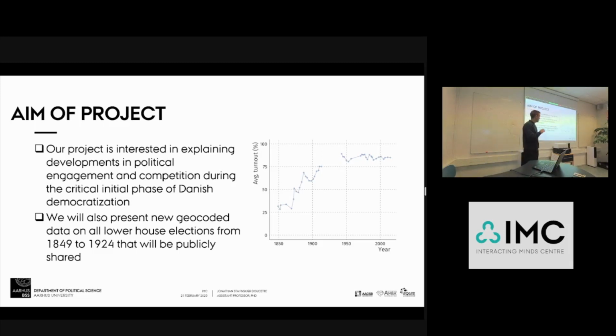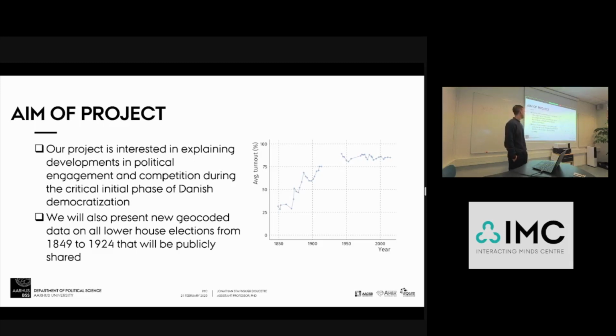So we want to know, why was it that the Danish population became so much more engaged in politics during the first 70 or so years of having elections in Denmark? And this was not in the original data, but it is the same pattern for political competition. So during the first elections, most people could only vote for one candidate, but over time the number of candidates you could choose from also increased massively. So we wanted to find out, why was this the case?